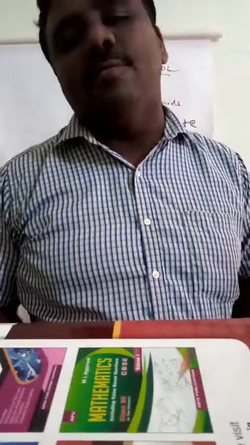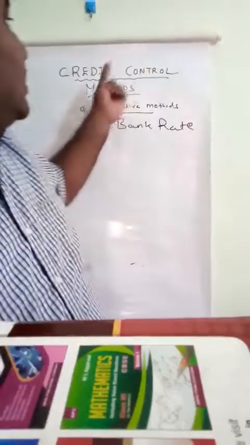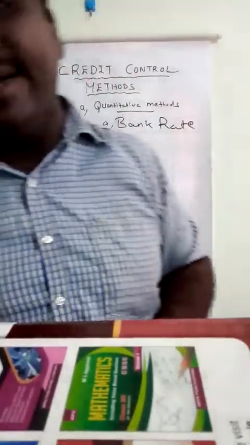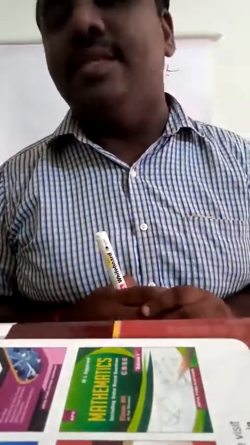Today we will discuss the topic named credit control methods. In the previous class we discussed the functions of the central bank and the functions of the commercial bank. Apart from this, another very important topic is credit control methods. Credit means loan activities. So how is credit controlled by the central bank?